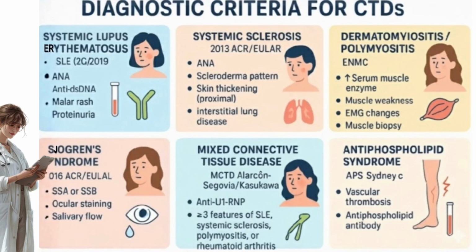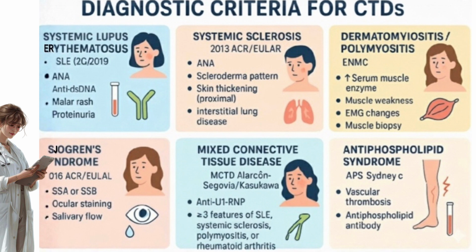Introduction. Hello friends, welcome back. Today we're diving into the diagnostic criteria for connective tissue diseases, step by step with real-world examples. We'll cover 6 major sets of international criteria: SLE, systemic sclerosis, dermatomyositis and polymyositis, Sjogren's syndrome, mixed connective tissue disease, and antiphospholipid syndrome. And to make things practical, I'll explain each one with a short case vignette, so you can see exactly how doctors apply these rules in real patients.